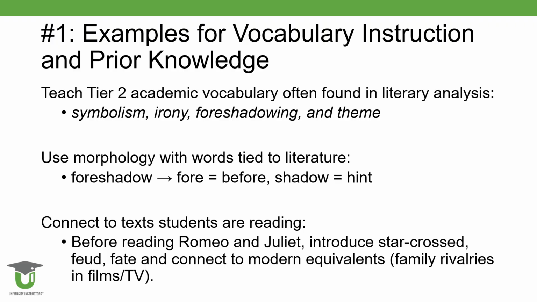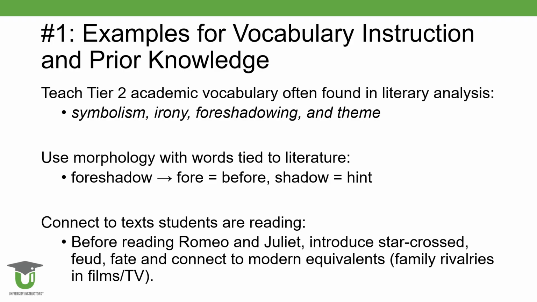When teaching literary analysis, focus on Tier 2 academic vocabulary that students will encounter across texts, such as symbolism, irony, foreshadowing, and theme. Use morphology to deepen understanding. For example, foreshadow can be broken down into fore, meaning before, and shadow, meaning hint. So the word literally means a hint of what comes before.